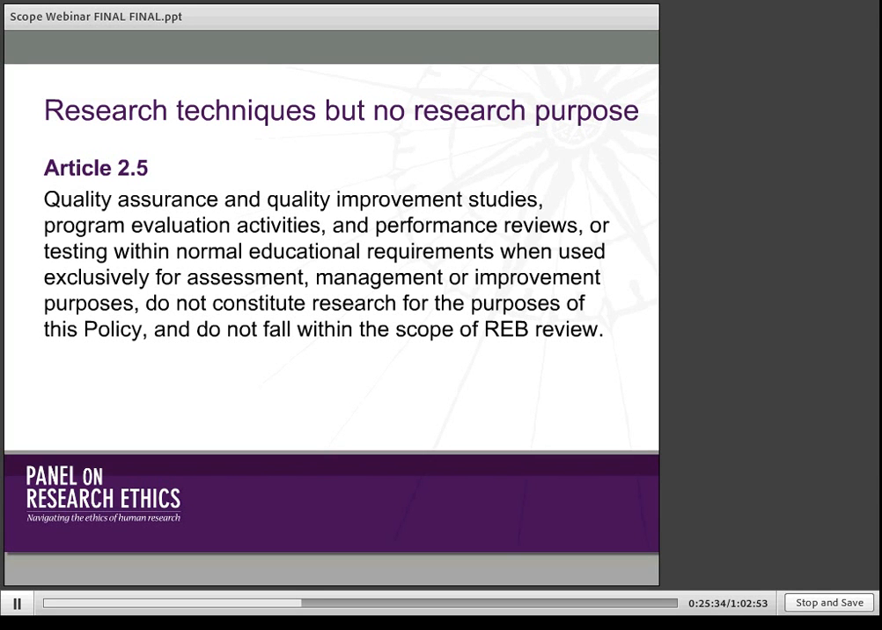Examples would include quality assurance, program evaluation, staff performance reviews, course evaluations. The point this article is trying to make is that it's not the activities that determine whether something requires REB review, it's the purpose of the activities. If the purpose is quality improvement, it does not require REB review. If the purpose is research, it may require REB review.